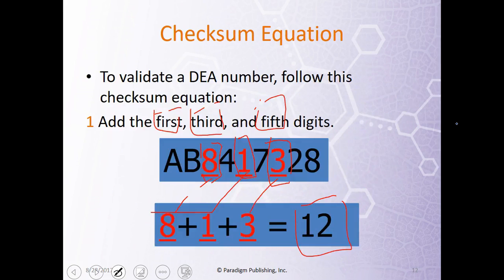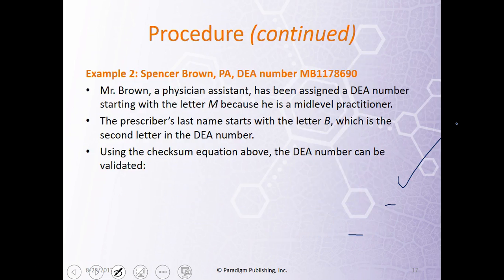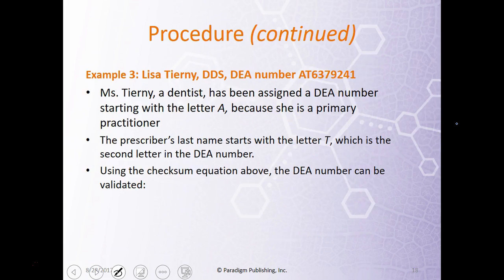F. So A, B, or F. So the A is okay. Last name starts with a T. All right. Now we need to checksum our number.